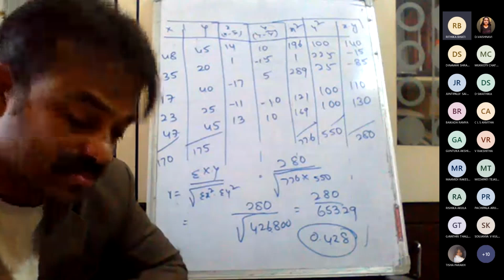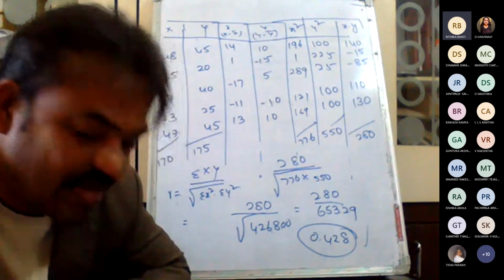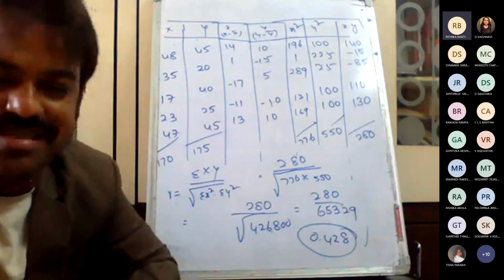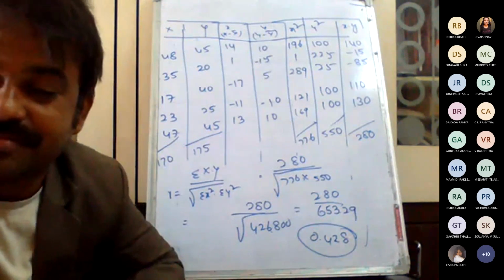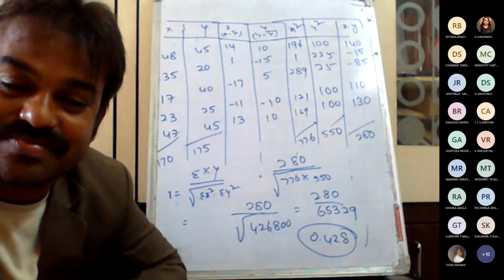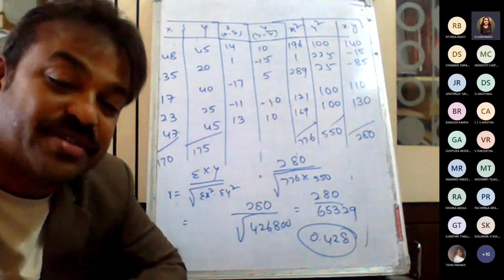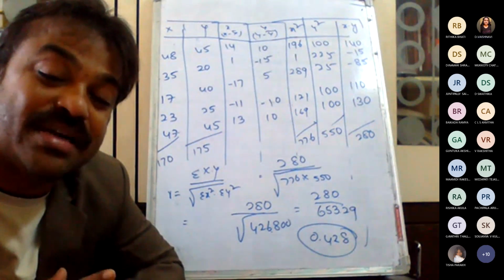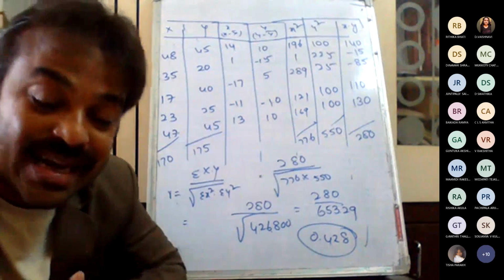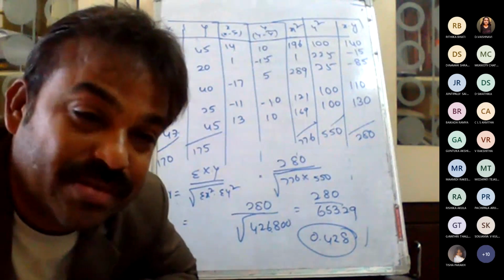Sir, is this also the coefficient of correlation? The formula is of the coefficient of correlation. Coefficient means when we are comparing two variables, that will be a coefficient actually. Then relationship.